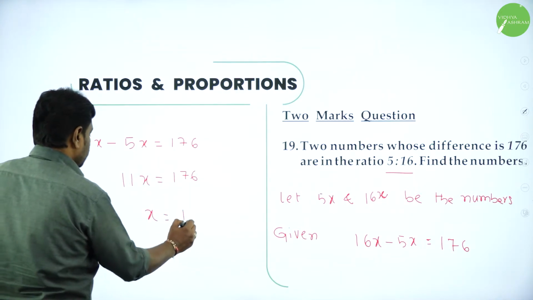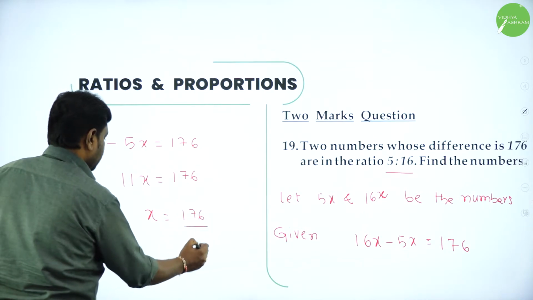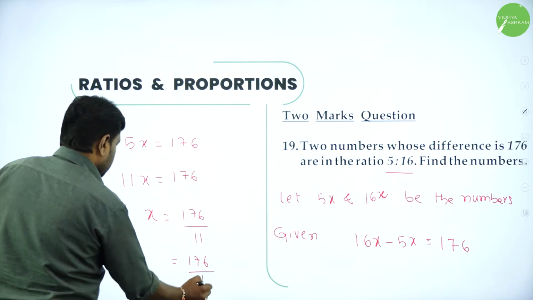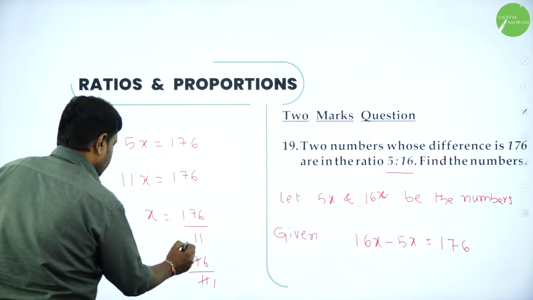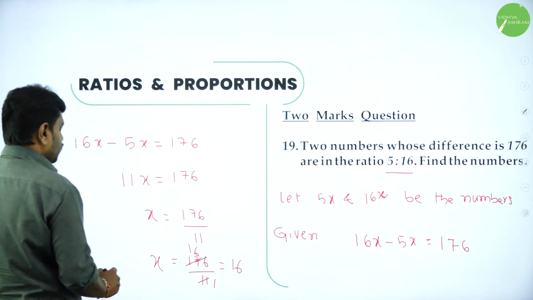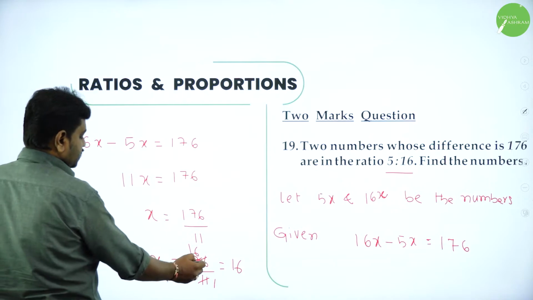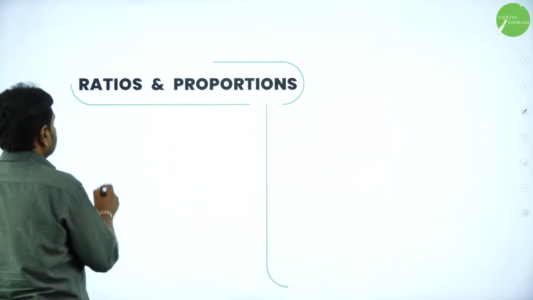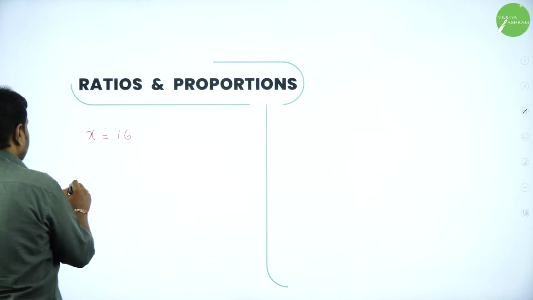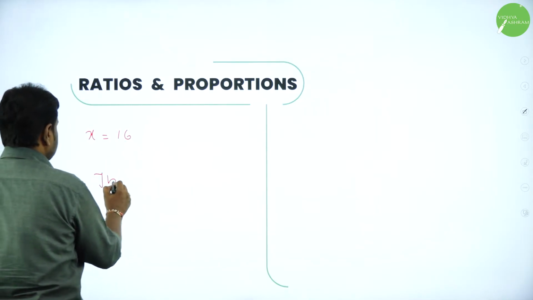We need x. What is x? 176 divided by 11. 11 ones are 11. 11 sixes are 66. So 16. So x value will be 16. 11 ones are 11. 6 is the remainder. 66 means 11 sixes are 66. So you got x is equal to 16.